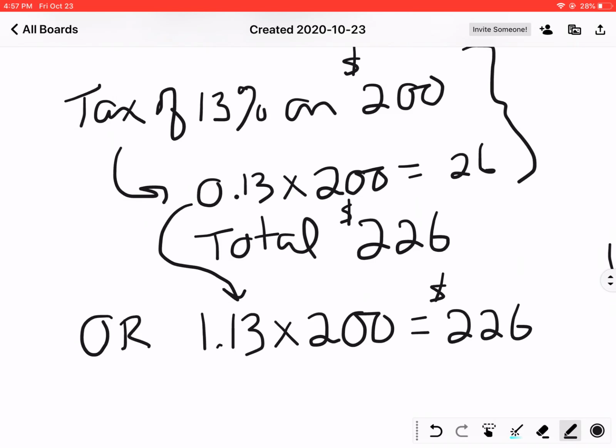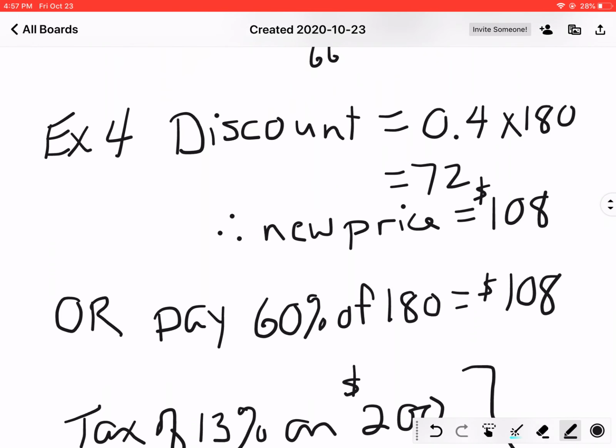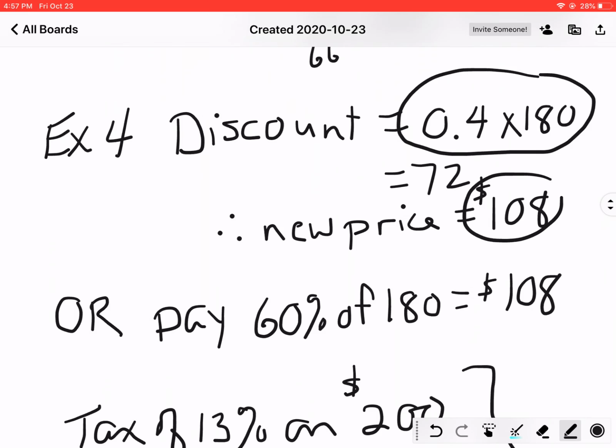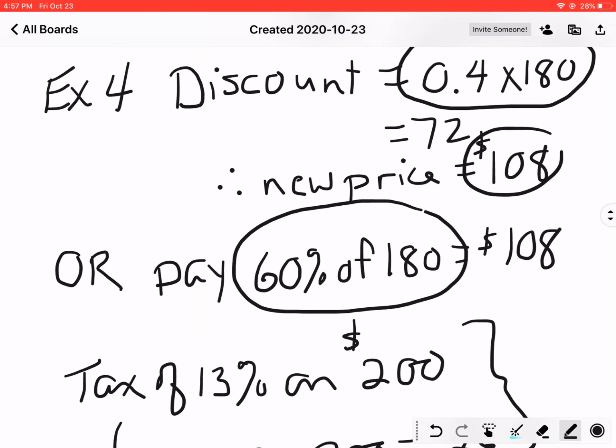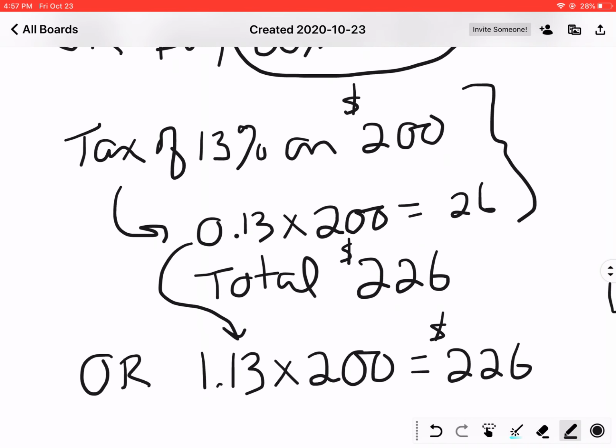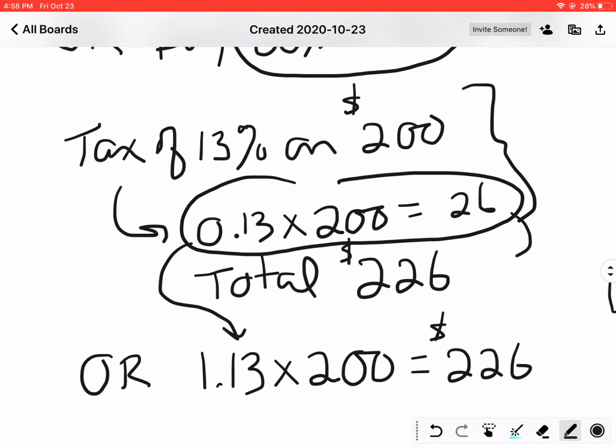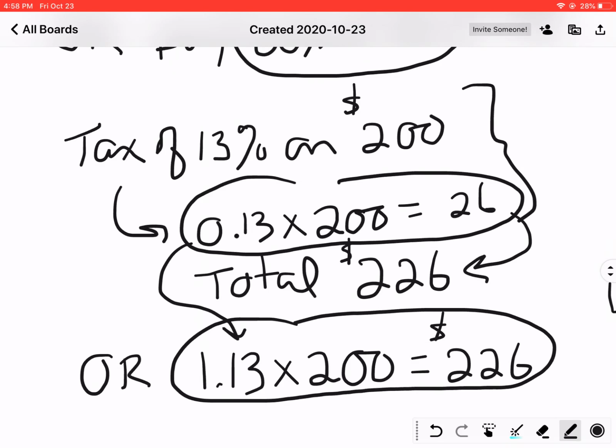Going back, it's the same idea as this one here. We can calculate the discount first and then subtract it to get the answer. Or we can do 100% minus 40% and go straight to the answer like this. Just like over here, we can calculate the tax and then add it to get this, or we can do it all in one step. And either way is totally fine with me.